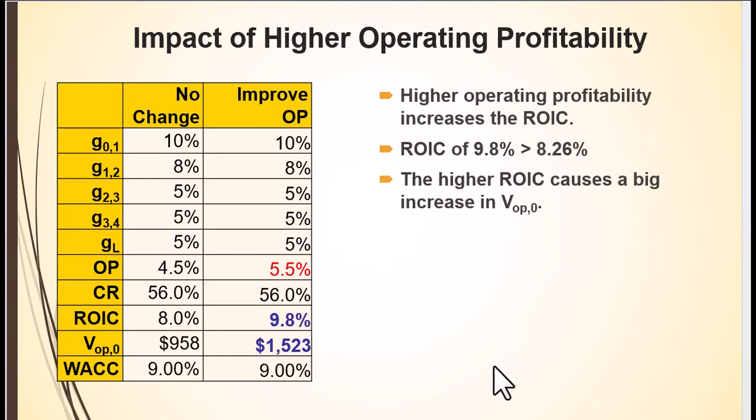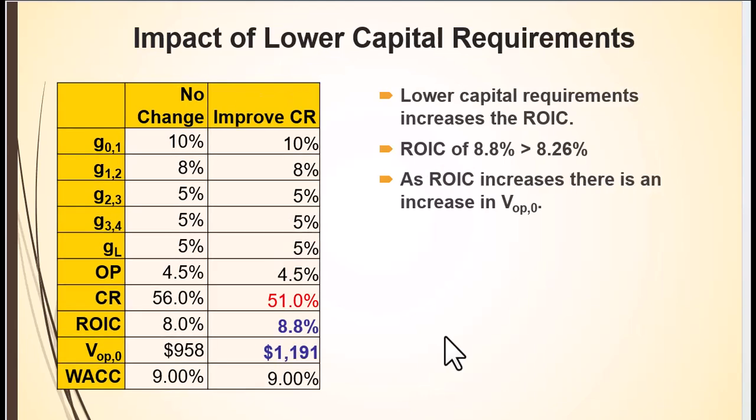What if we have higher operating profitability? Go back to the original growth rates, but now we have an extra 1% in operating profit. In this case, you can see that the ROIC jumped to 9.8%, certainly greater than the 8.26% and greater than 9%. So that means that it's actually going to increase value. So again, if we can increase our operating profitability, that should increase value of the firm. I think that should make sense.